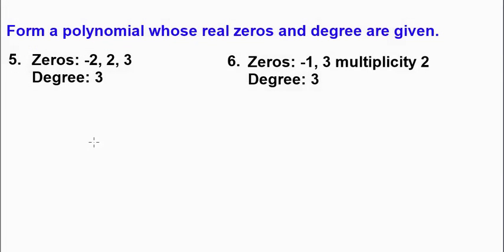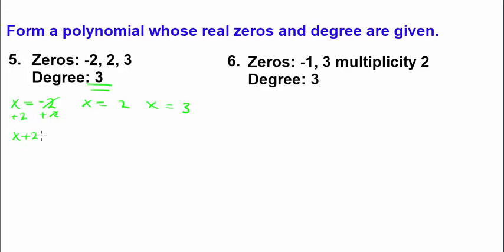For these two problems, we will be forming a polynomial whose real zeros and degree are given, meaning I'm giving you the solution. You have to find the problem, kind of like Jeopardy. We're going to work backwards. So we know that x is equal to -2, x is equal to +2, and x is equal to 3. We're going to keep an eye on this degree, make sure we get a degree of 3 for our final answer. Well, I want these all to be equal to 0. Again, I'm working backwards, and if you go back and look at the work we've done with quadratics, that's what I'm doing. I'm working backwards from the solution.